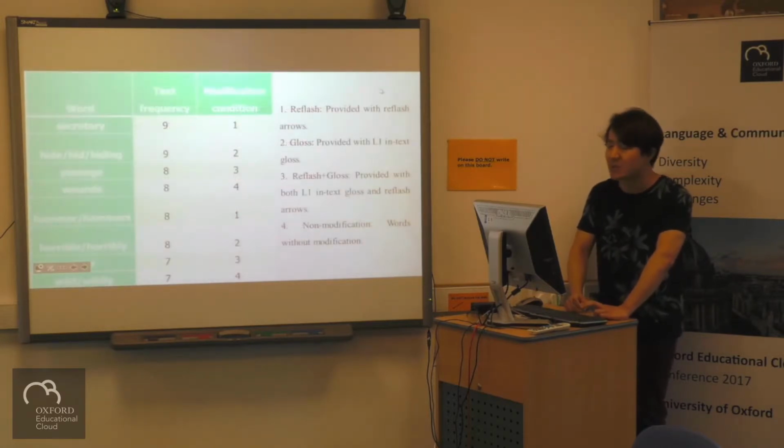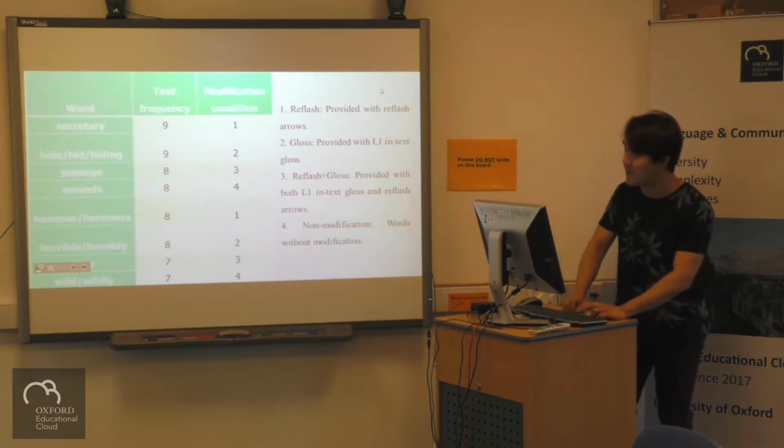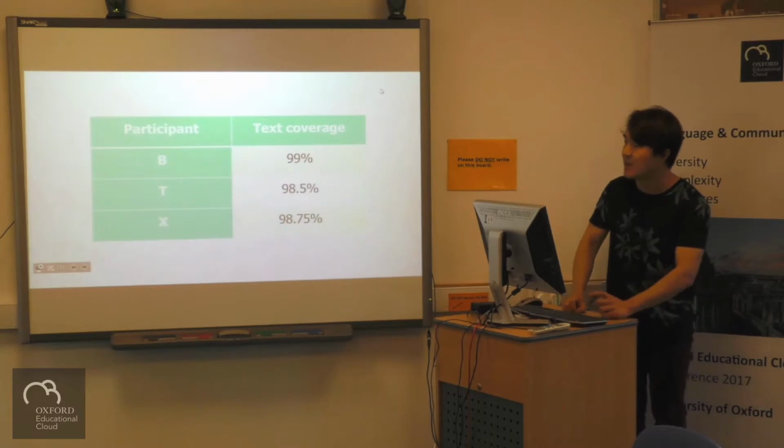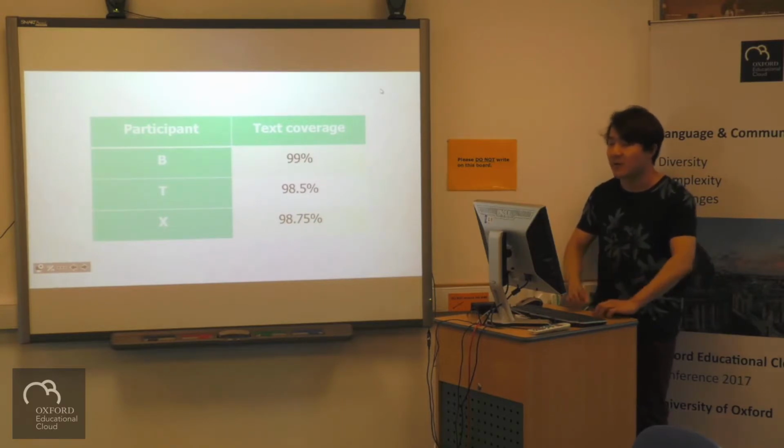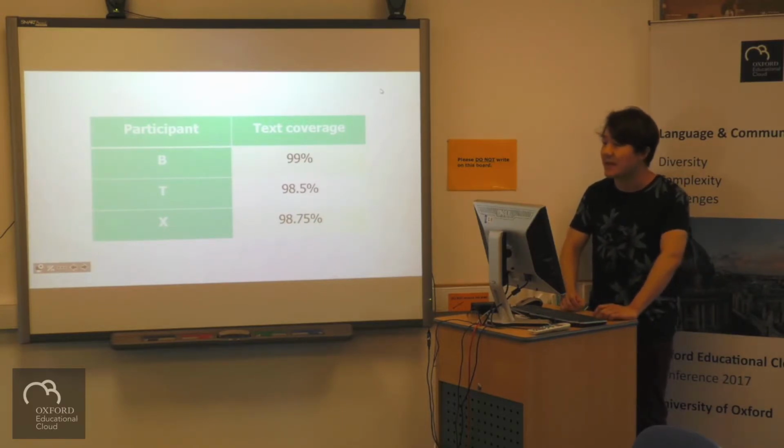And I sorted all the final target words in descending order according to the frequency of these words in the text. And then I allocated all of the target words into 4 conditions. First condition, reflash; the second condition, gloss; the third, reflash plus gloss; the fourth, non-modification. And as we can see, after the text is modified by these 4 conditions, the text coverage for all the 3 participants is above 98%.